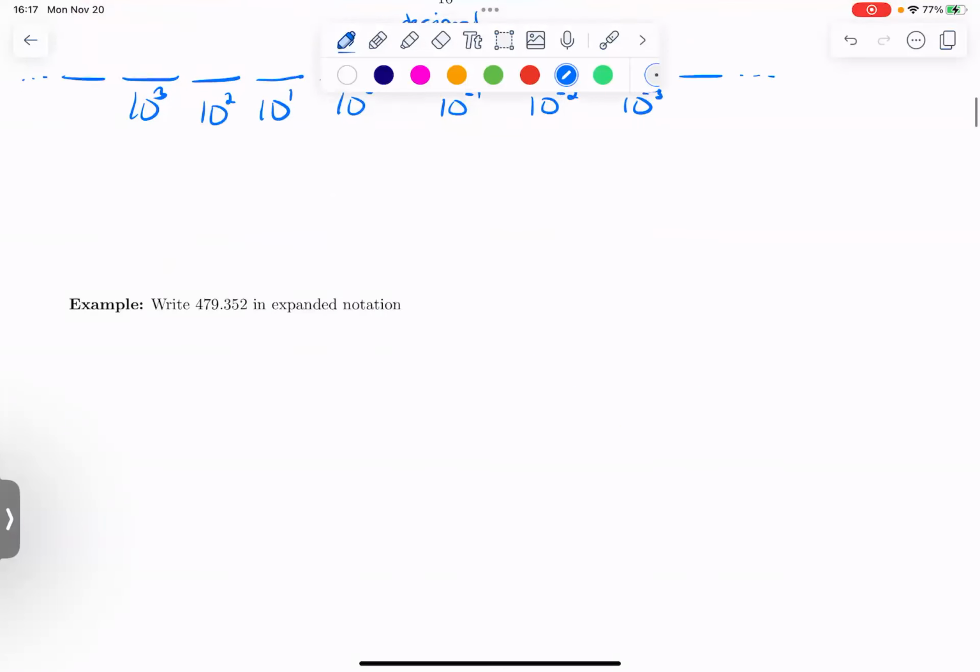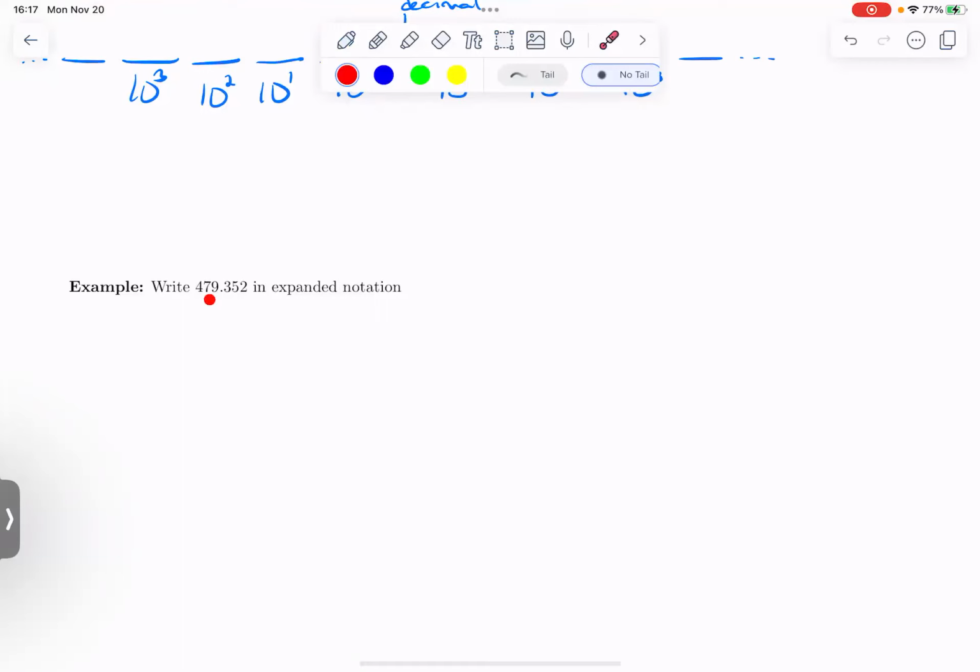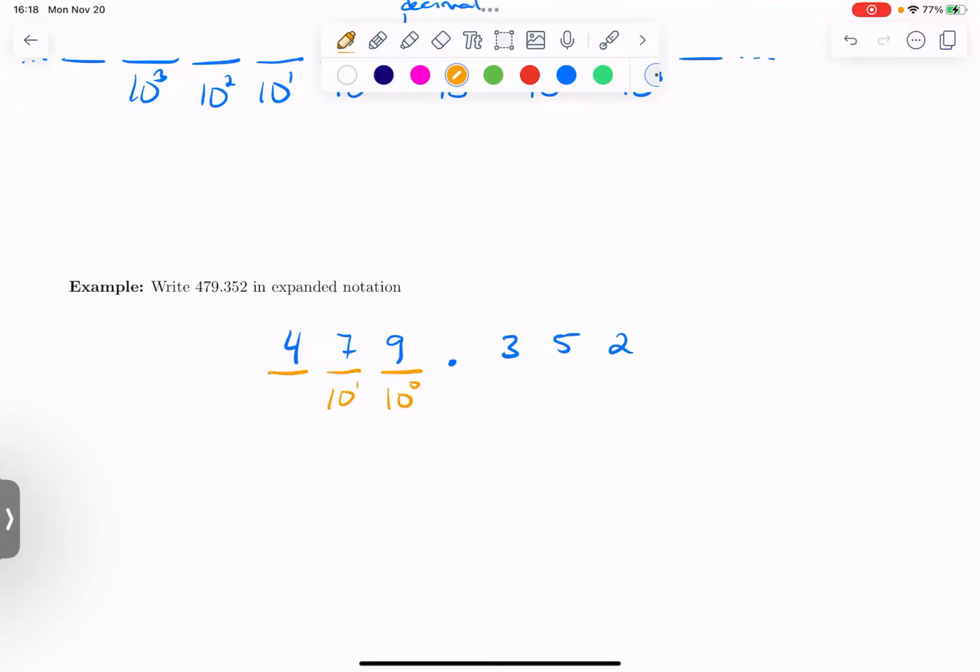So we can use the same method if we want to write 479.352 in expanded notation. I'm going to write it nice and big here, 479.352. Starting at the decimal, right? Let's deal with 10 to the power of 0, 10 to the power of 1, 10 to the power of 2, 10 to the negative 1, 10 to the negative 2, and 10 to the negative 3.